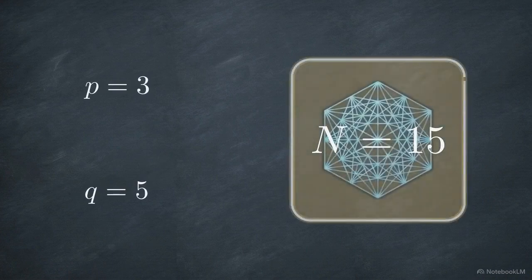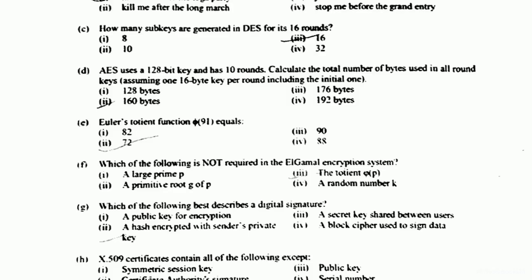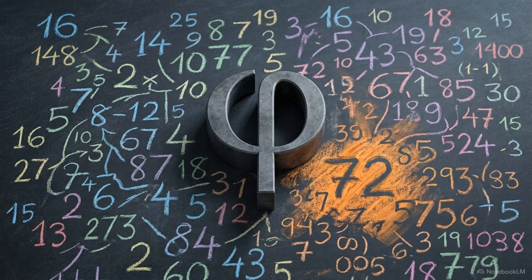In real-world implementation, this resulting number is massive and public. Deriving the original prime factors from that public number is the specific hardness problem securing the internet. To calculate the unseen private key, the system relies on a specific formula, Euler's totient function, referenced here in question 1e. The totient function counts how many integers are coprime to a given number. For phi of 91, the answer happens to be 72.